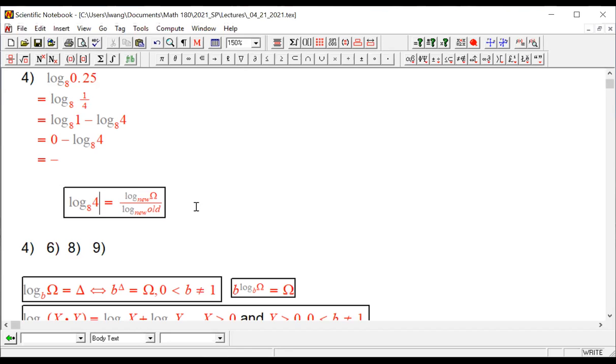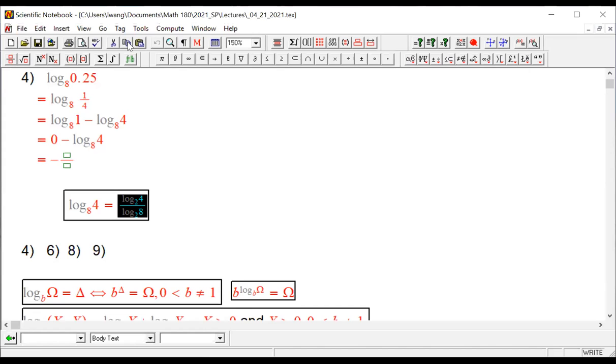What new base do we want to change to? You can change to any new base, but I'm going to change to new base 2. Why do I want to change it to new base 2? Because 8 is a power of 2 and 4 is a power of 2. So my omega is 4, and my old base was 8. So I'm using my change of base formula.